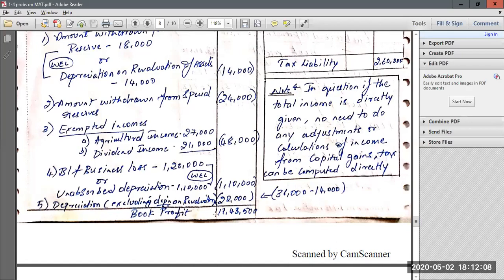And again, depreciation, I told you, 36,000 is including your depreciation on revaluation reserve. From this, you have to deduct 14,000. So this 14,000 is the depreciation on revaluation of assets. If you deduct this 14,000 from total depreciation of 36,000, 22,000 will be depreciation excluding the depreciation on revaluation. That will give you the book profit of 17,43,500.